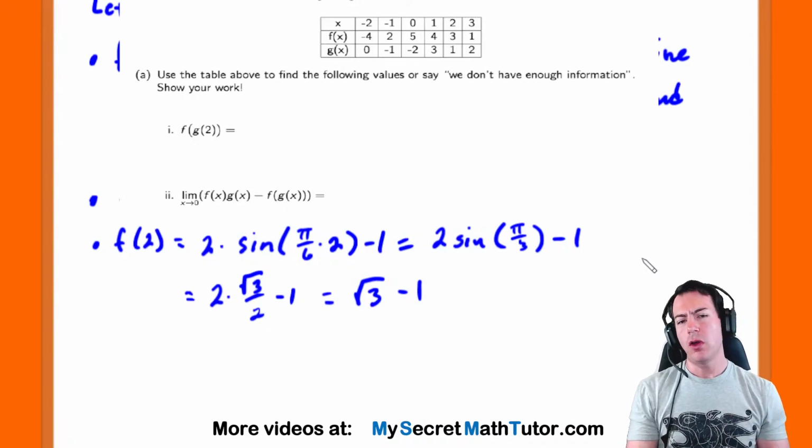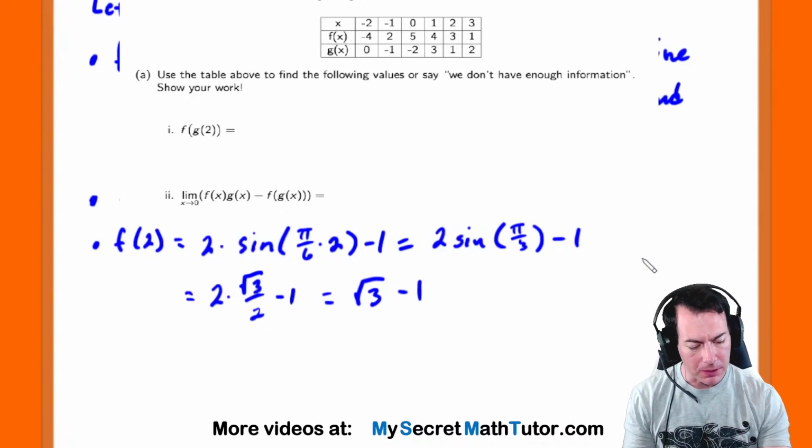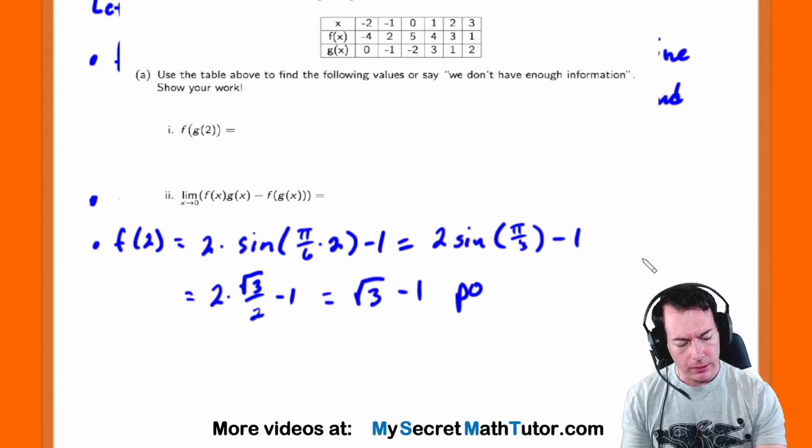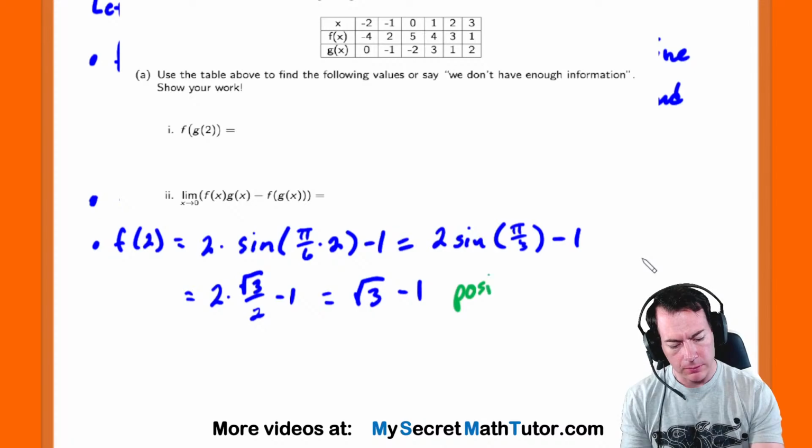I don't know actually what number that is off the top of my head, but I do know that it is some sort of positive number. And really that's all we need for this particular theorem: we need a positive number and we need a negative number.